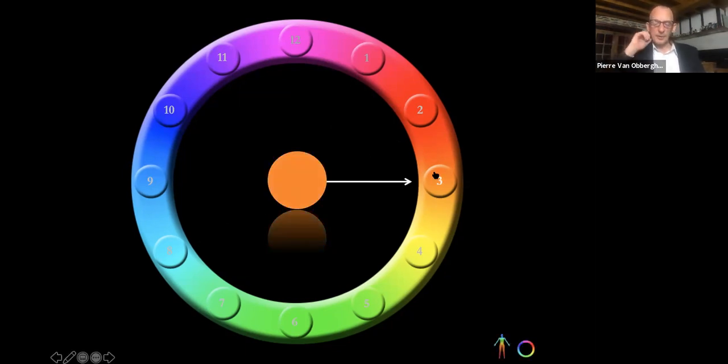Orange: movement, stimulation, sensation. Ultramarine: quietness, relaxation, intuition, ponderation. And now let's come to the next color. Let's come to the next color, yellow.